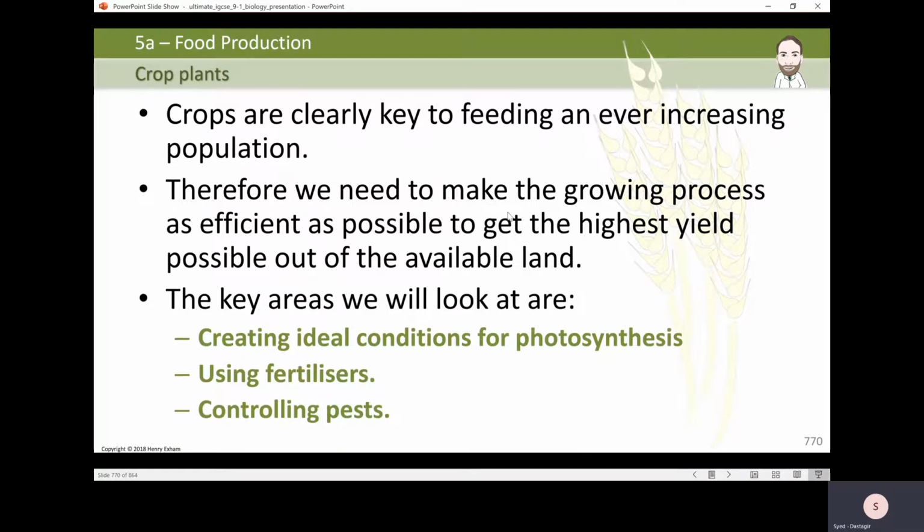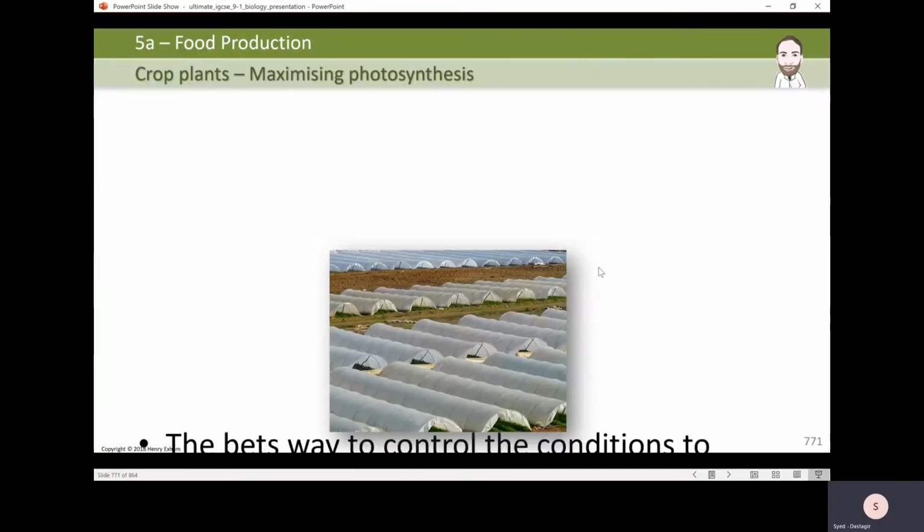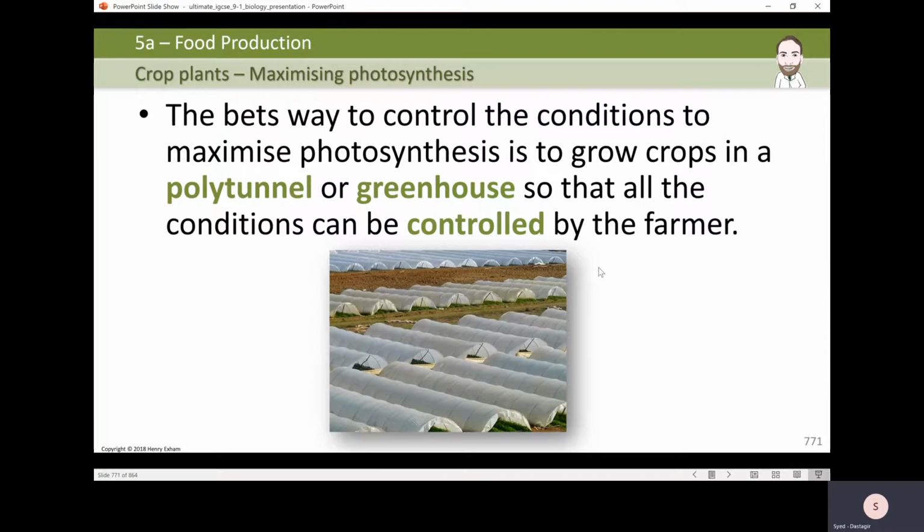Now, there are some key areas we're going to look at. We're going to create the ideal conditions for photosynthesis, because obviously we're growing crops, i.e. vegetables. Using fertilizers, we'll come on to that, and controlling pests, and we'll also come on to that. So now, maximizing photosynthesis, let's talk about the conditions. The best way to control the conditions, or to maximize photosynthesis, is to grow crops in something called a polytunnel or greenhouse.